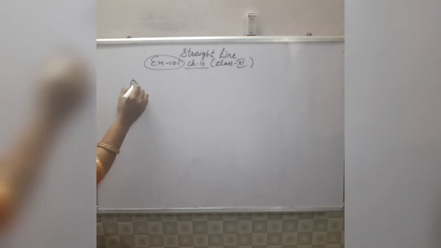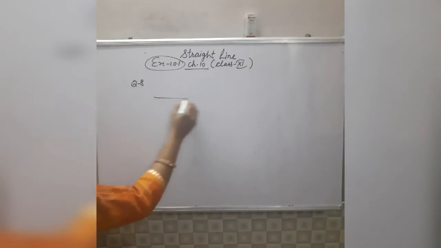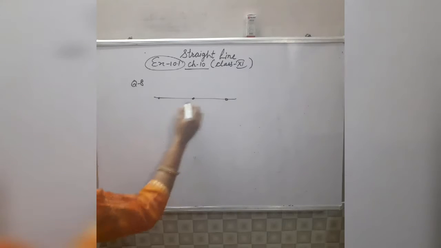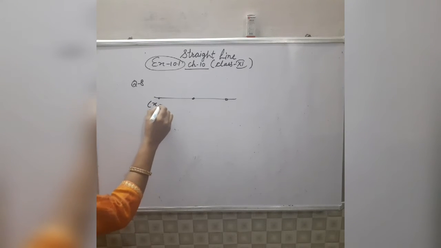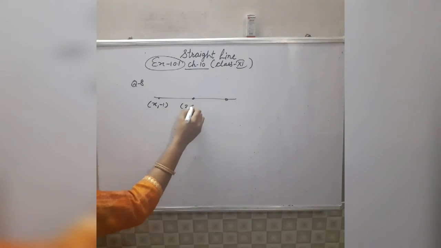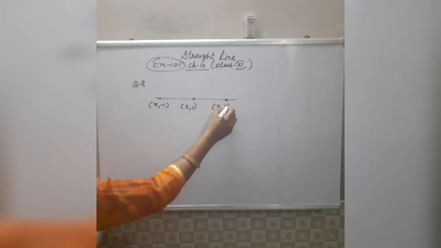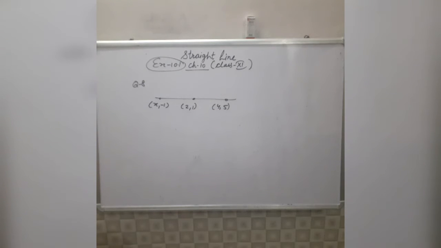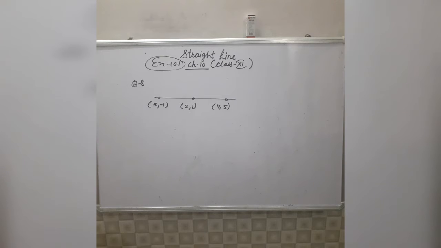Yes students, today we will continue the same exercise 10.1. Today we will start from question number 8. Now the statement is, find the value of x for which these 3 points are collinear. The coordinates of these 3 points given to you are: first point x comma minus 1, second point 2 comma 1, third point 4 comma 5. Now find the value of x for which these 3 points are collinear.